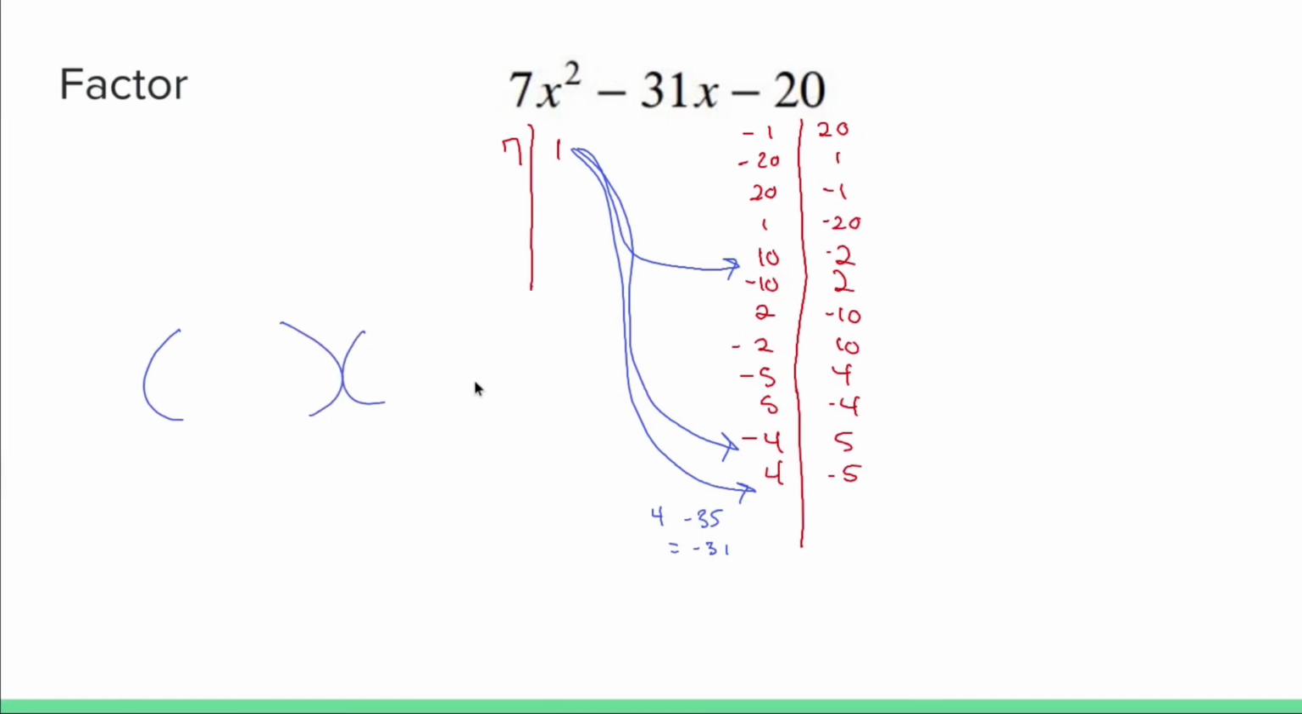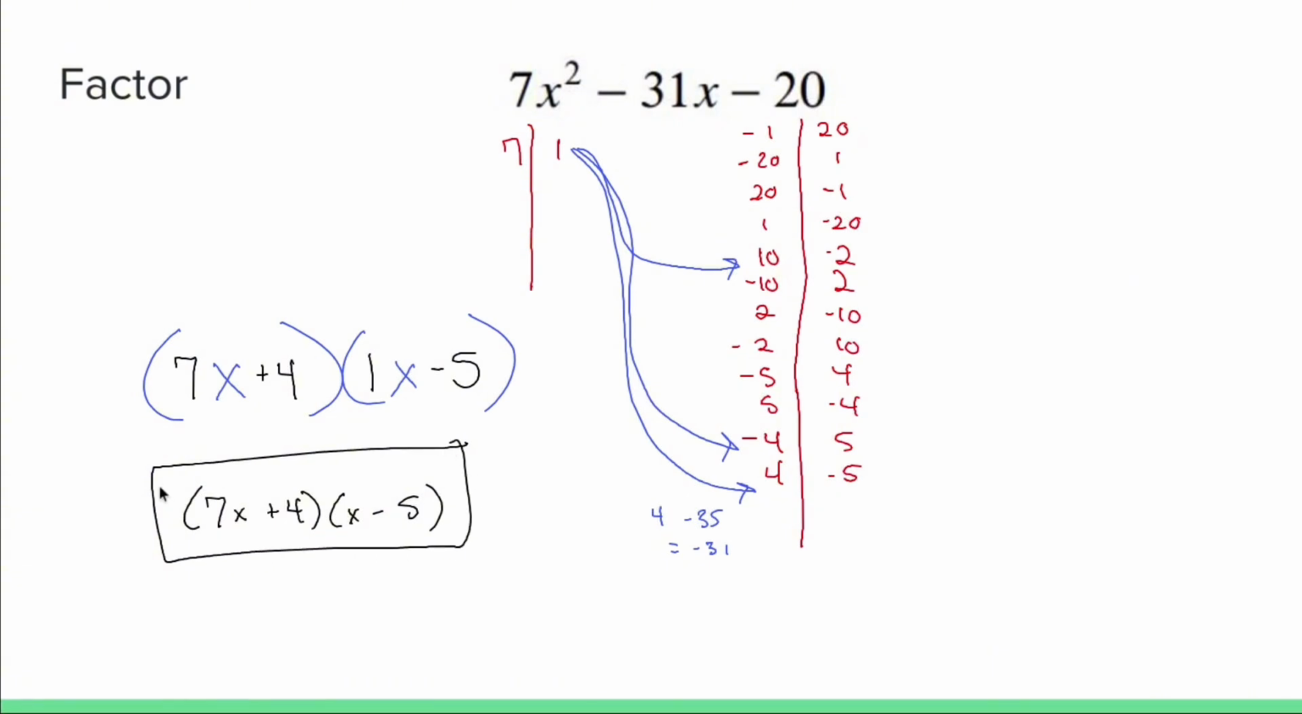So now that we have that, we make our parentheses. X and X. The numbers that attach to the X are 7 and 1 in that order. The numbers that are attached to the negative 20 are 4 and negative 5 in that order. So once you write out those numbers in that order, you should be able to look at that and say that 1x is useless. Let's rewrite it out and make it look prettier. 7x plus 4 times regular x minus 5. That's going to be my guy.